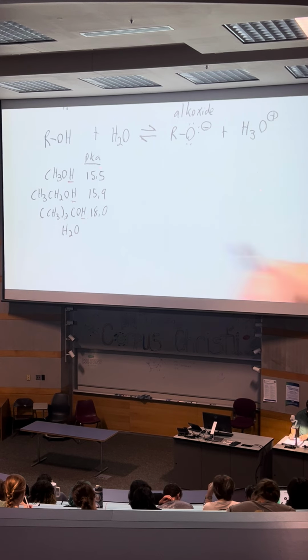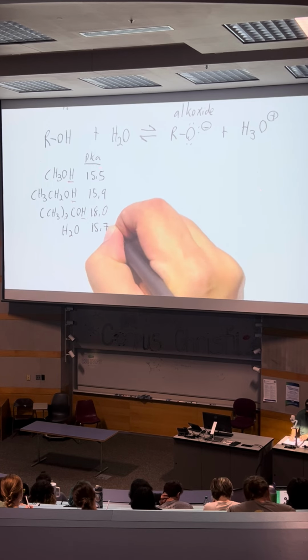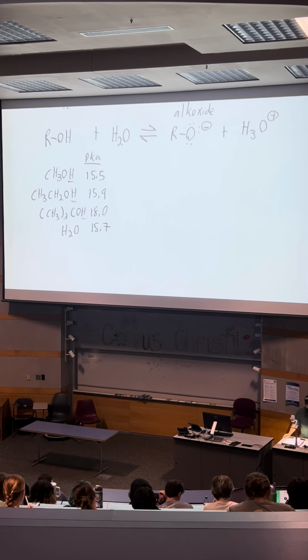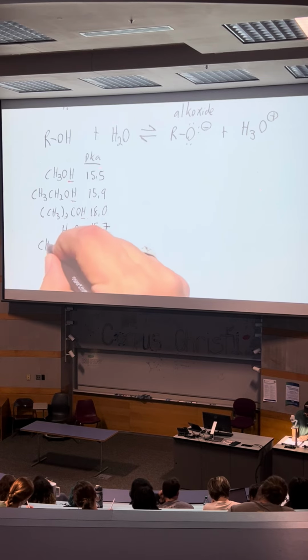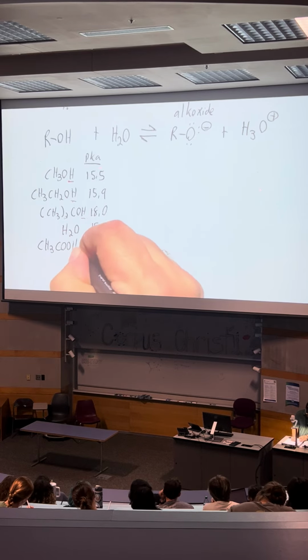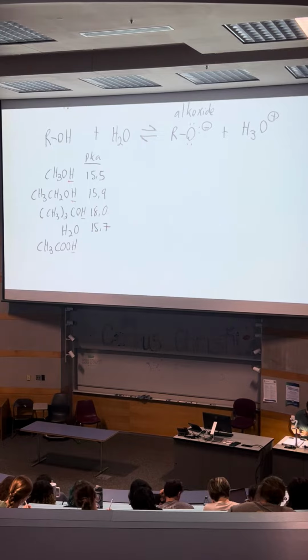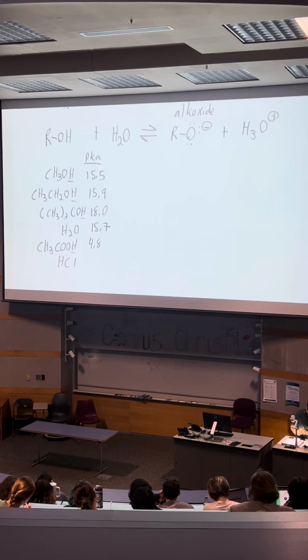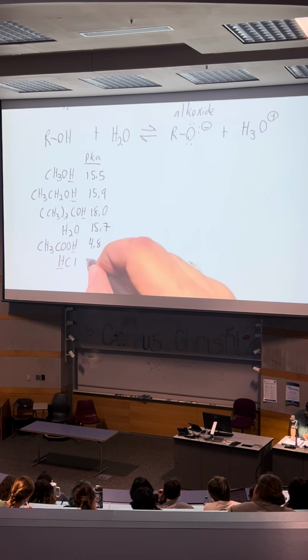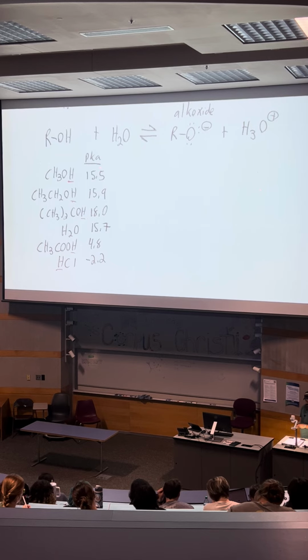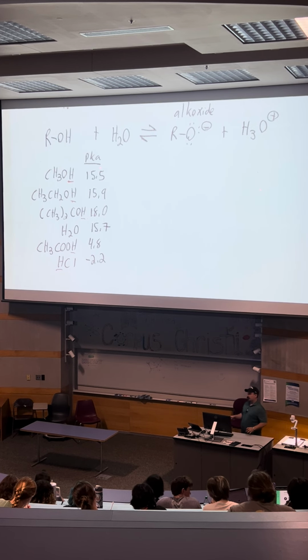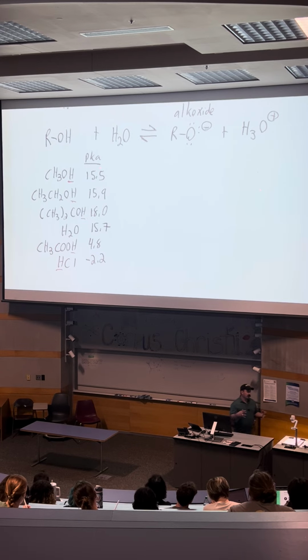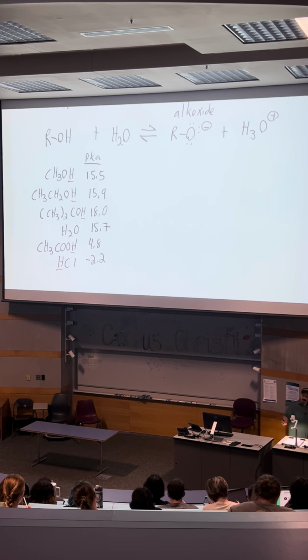Compare that to the pKa in water, which is 15.7. Acetic acid, which is vinegar. Of course, hydrochloric acid, which is negative 2.2. So you can see that, as we start to increase the hydrocarbon chain of the alcohol, we see an increase in the pKa. Right?